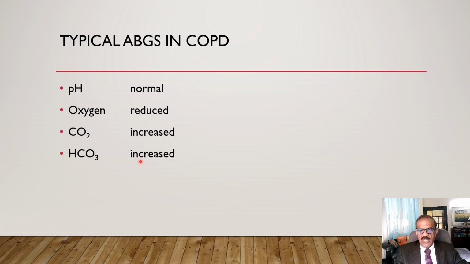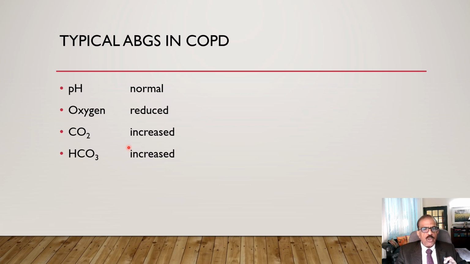Bicarb level is usually increased because in COPD there is chronic retention of carbon dioxide. Because of chronic retention of carbon dioxide, there is also proportionate retention of bicarb. Since carbon dioxide and bicarb are both retained, both will be high, but since their relative proportion determines the pH, the pH may be normal. That's why pH may be normal despite high carbon dioxide: because bicarb is also high. Both acid and alkali are high, so pH may be within normal limits.